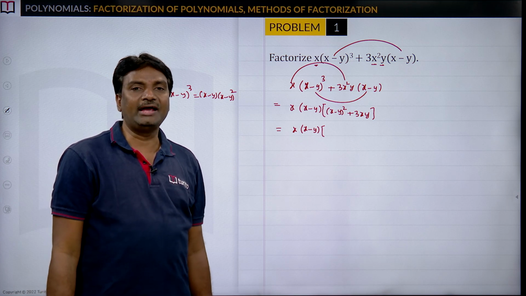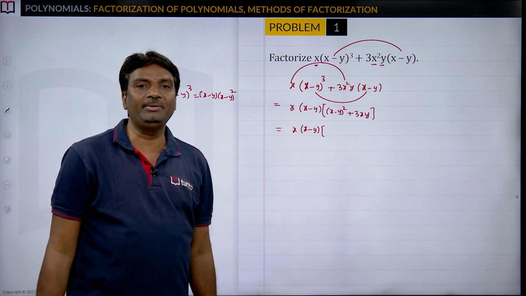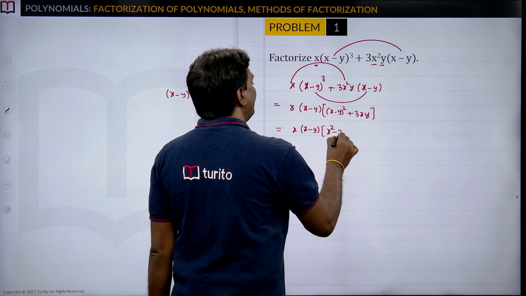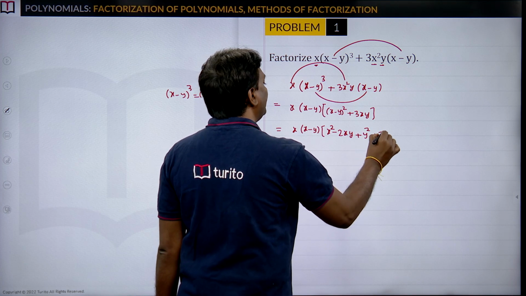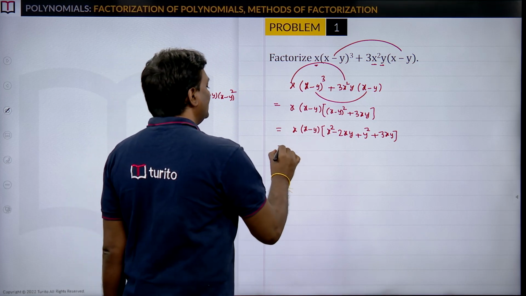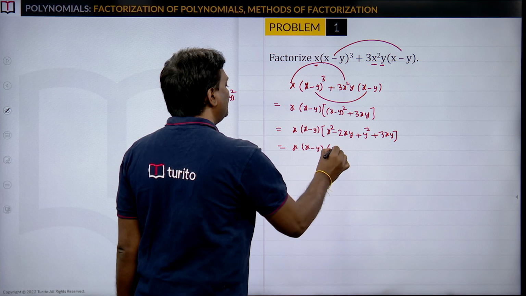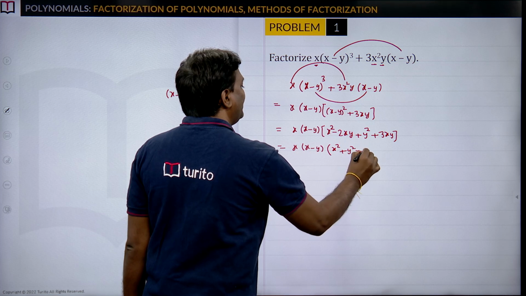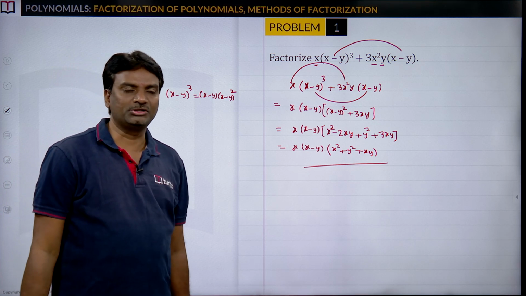So, by applying the identity (a minus b) whole square equals a square minus 2ab plus b square, we get x square minus 2xy plus y square plus 3xy. From this we can write x into (x minus y) into (x square plus y square, where 3xy minus 2xy can be written as xy). 3xy minus 2xy is xy.